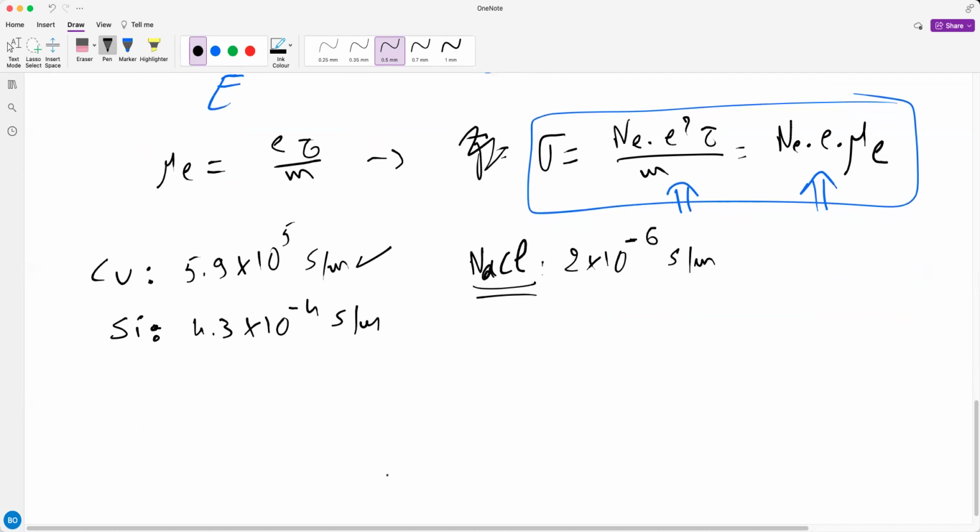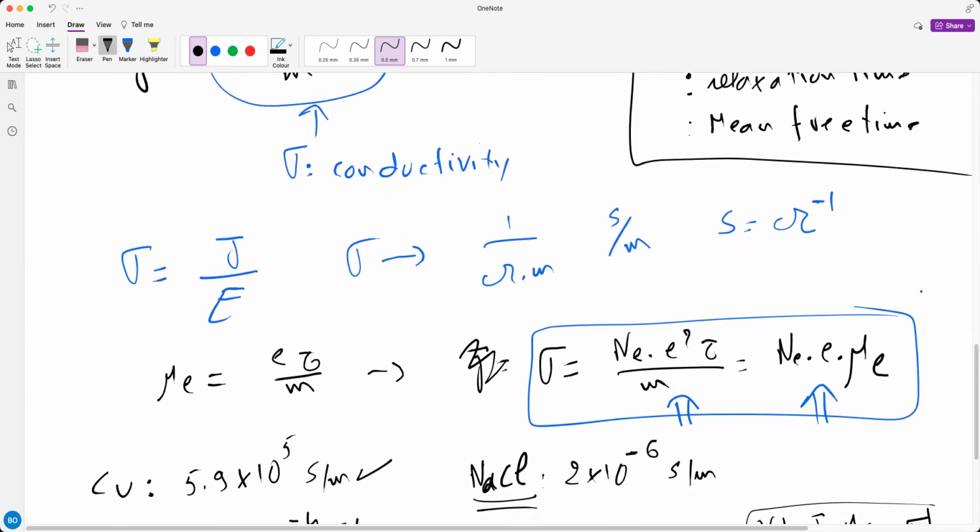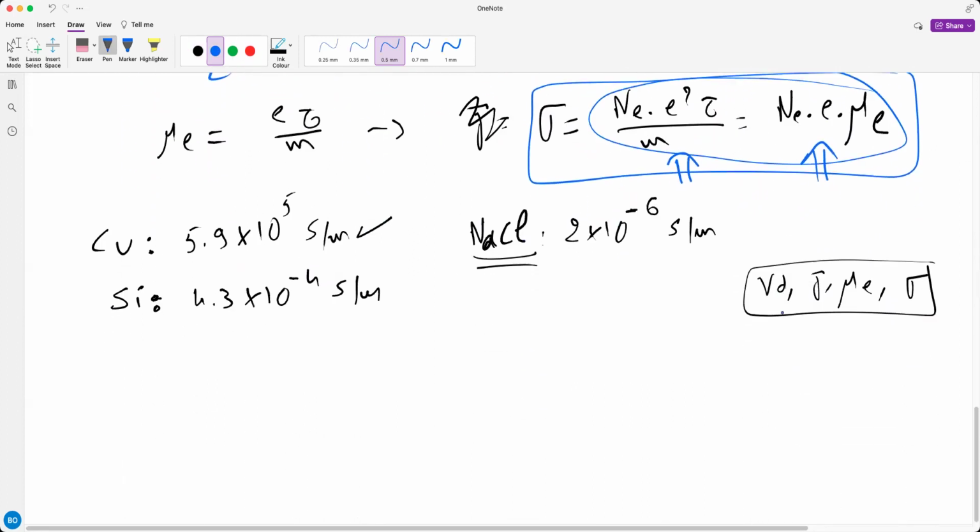So we define the drift velocity, we define the current density, we define the mobility of electrons, and we define the conductivity. Those are the main electrical parameters that we are defining for a metal, for example. Okay. So just remember this, please. This is very important.